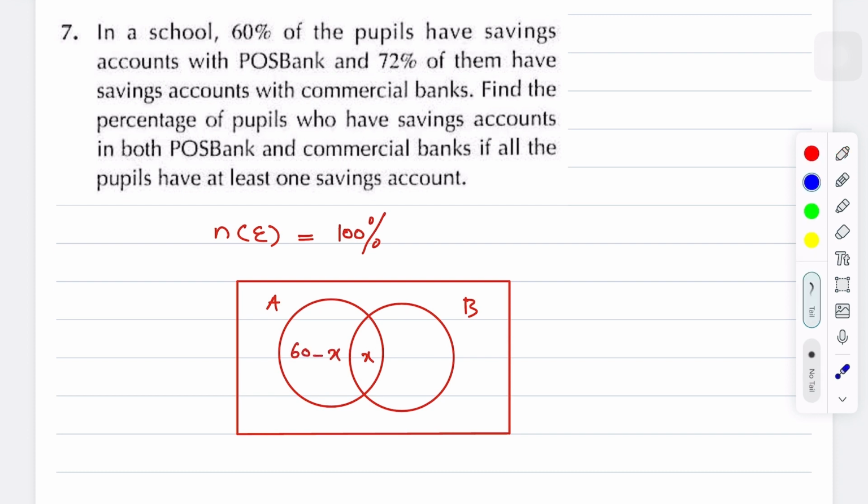If this is X, that means the remaining will be 60 minus X. And similarly, in this particular case, we have 72%. And if you subtract X, you will get the remaining, and that is 72 minus X. And as we know, every time the sum of this is always equal to epsilon. So you will write 60 minus X plus 72 minus X and put that equal to 100%. When you do further calculation, you will get the value of X, which is 32% in this case.